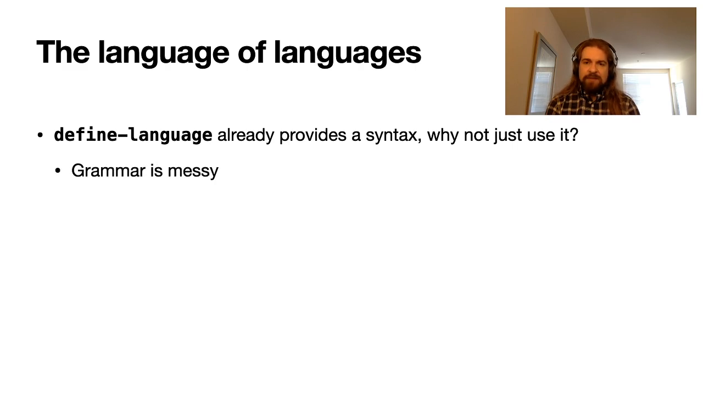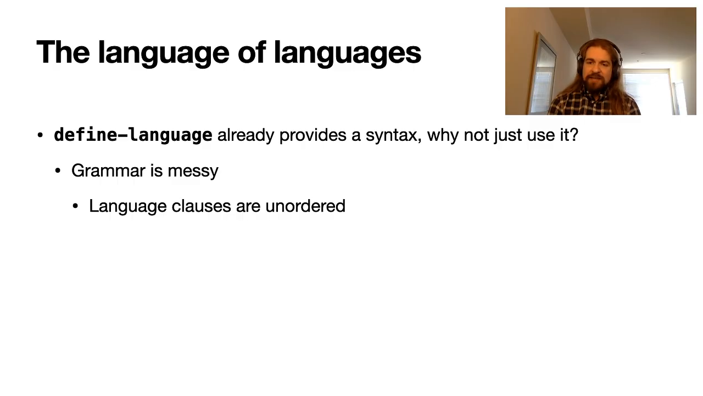The grammar is a bit messy. So language clauses are unordered. They can appear, the same clause could appear multiple times in some cases. Like for instance, we expect there to be multiple non-terminals. We don't necessarily expect there to be multiple terminals clauses, but we can support multiple terminals clauses.